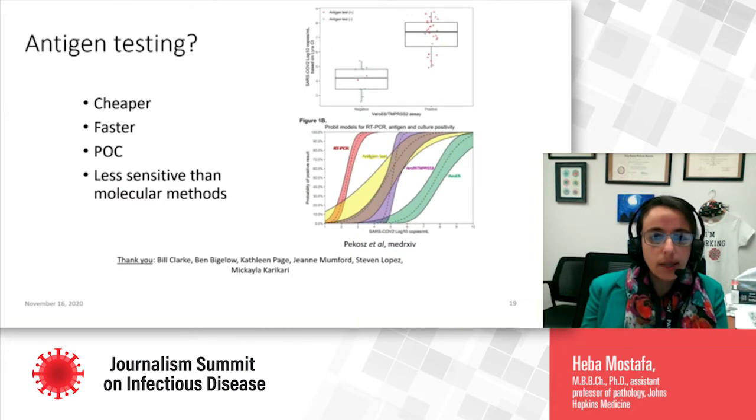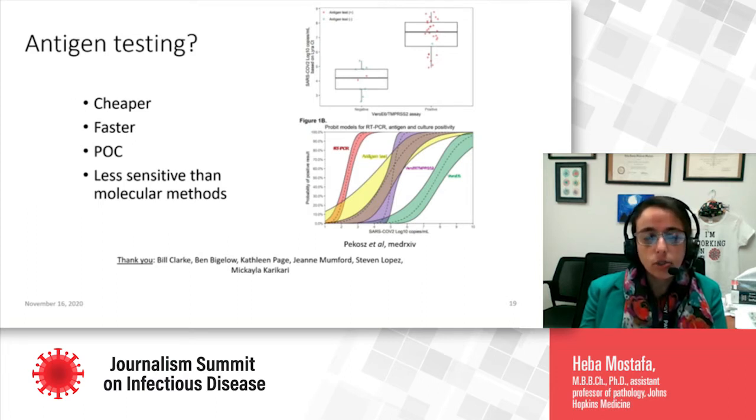Then, my last slide here: I will revisit antigen testing because it is making its way very quickly to the field. It can be cheaper and faster than nucleic acid detection methods, and it can be implemented easily as point of care testing. However, it has consistently shown so far less sensitivity than the molecular methods. So its implementation for diagnosis or screening is still largely under investigation.